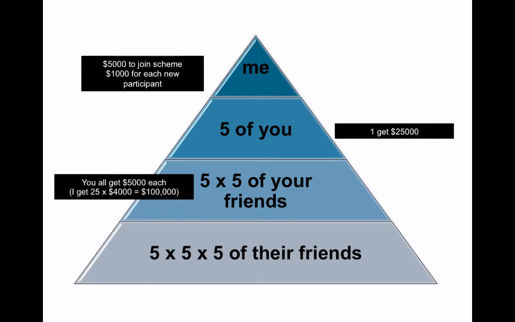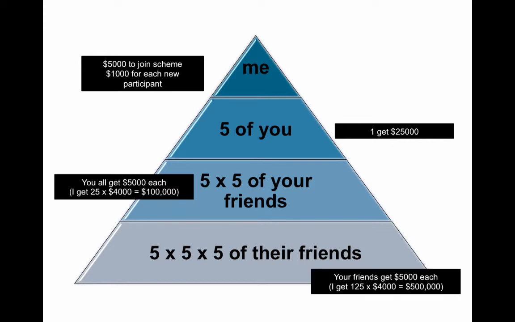Then if each of your friends convinces 5 other people to join, they too will get $1,000 times 5 in their pocket, so their $5,000 has now been repaid, so they're no longer out of pocket, and of course I will get the other $4,000 for each of the 125 people that have joined the scheme, so I will get $500,000.